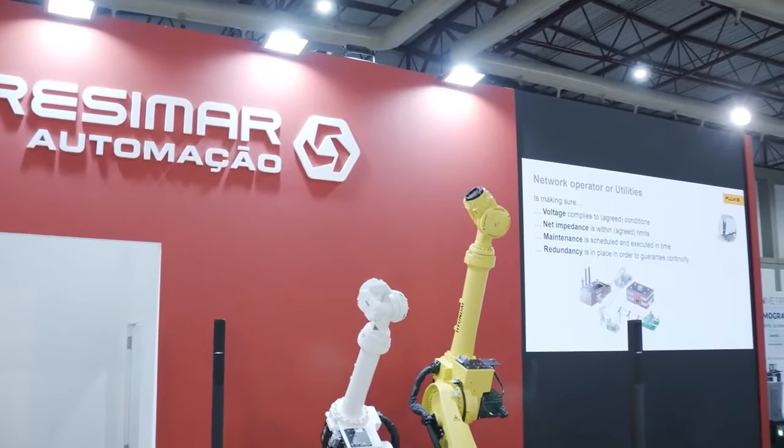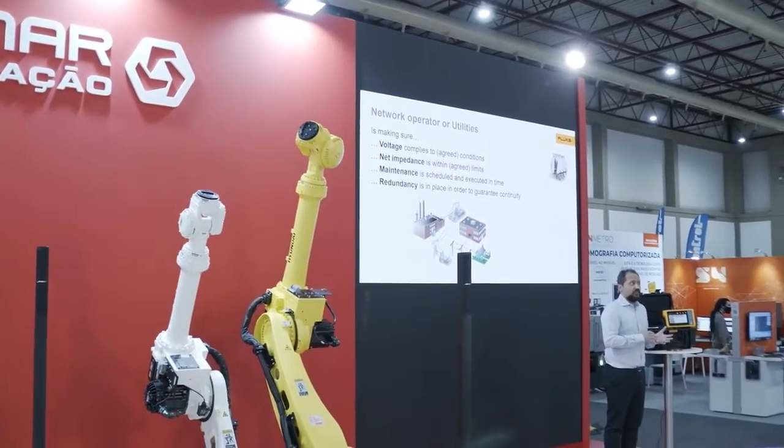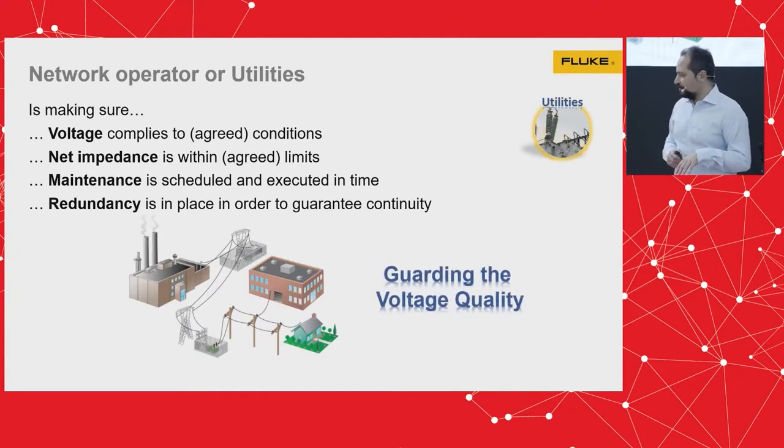Now, the other focus is making sure that the network impedance is as low as possible, because that means it's a safer network, and we will ensure that power quality is much better if we reduce the impedance of the distribution network. That's the second focus. And of course, they are also responsible for maintaining and having redundancy in the transmission and distribution system, to make sure that there is continuity in the service. So those are the main responsibilities of the network operator or utilities.